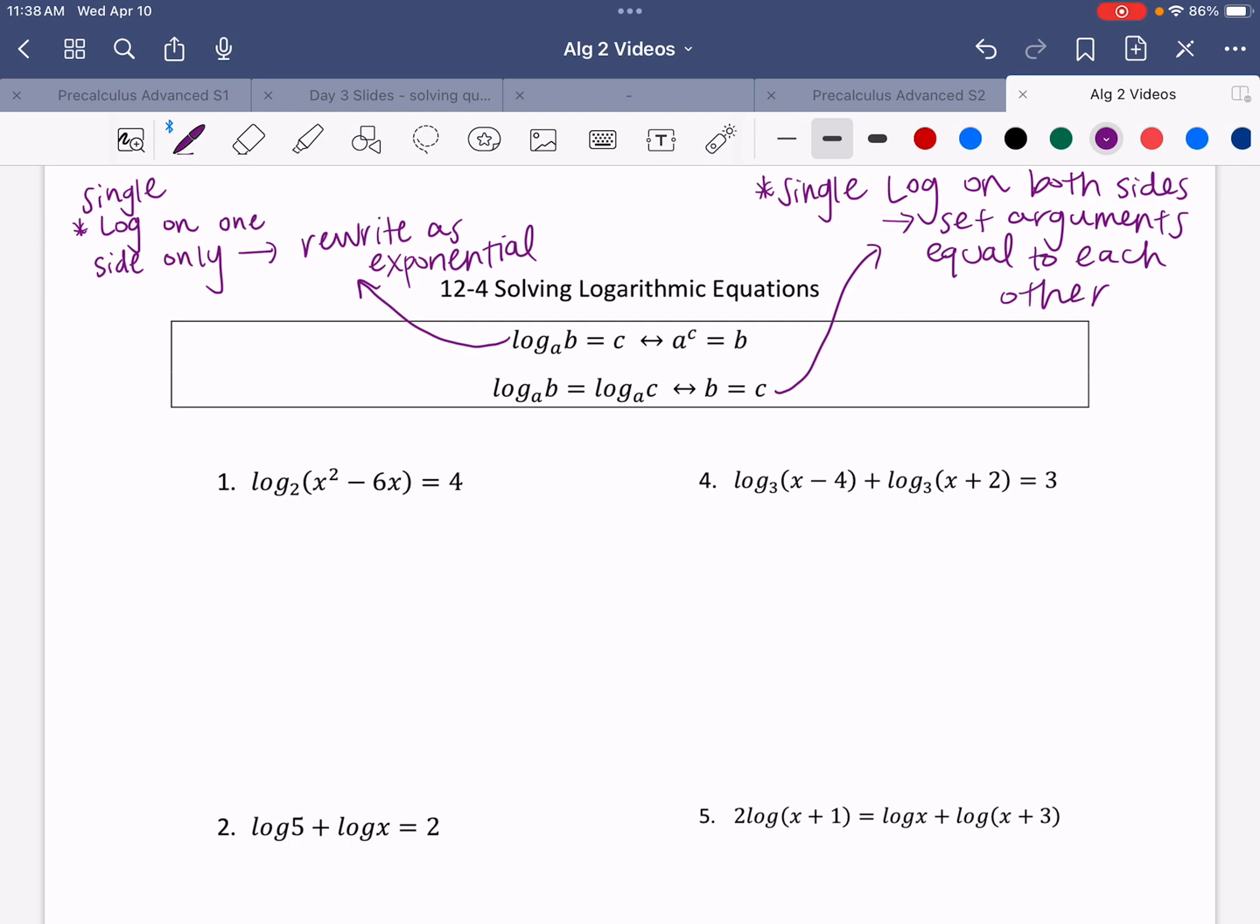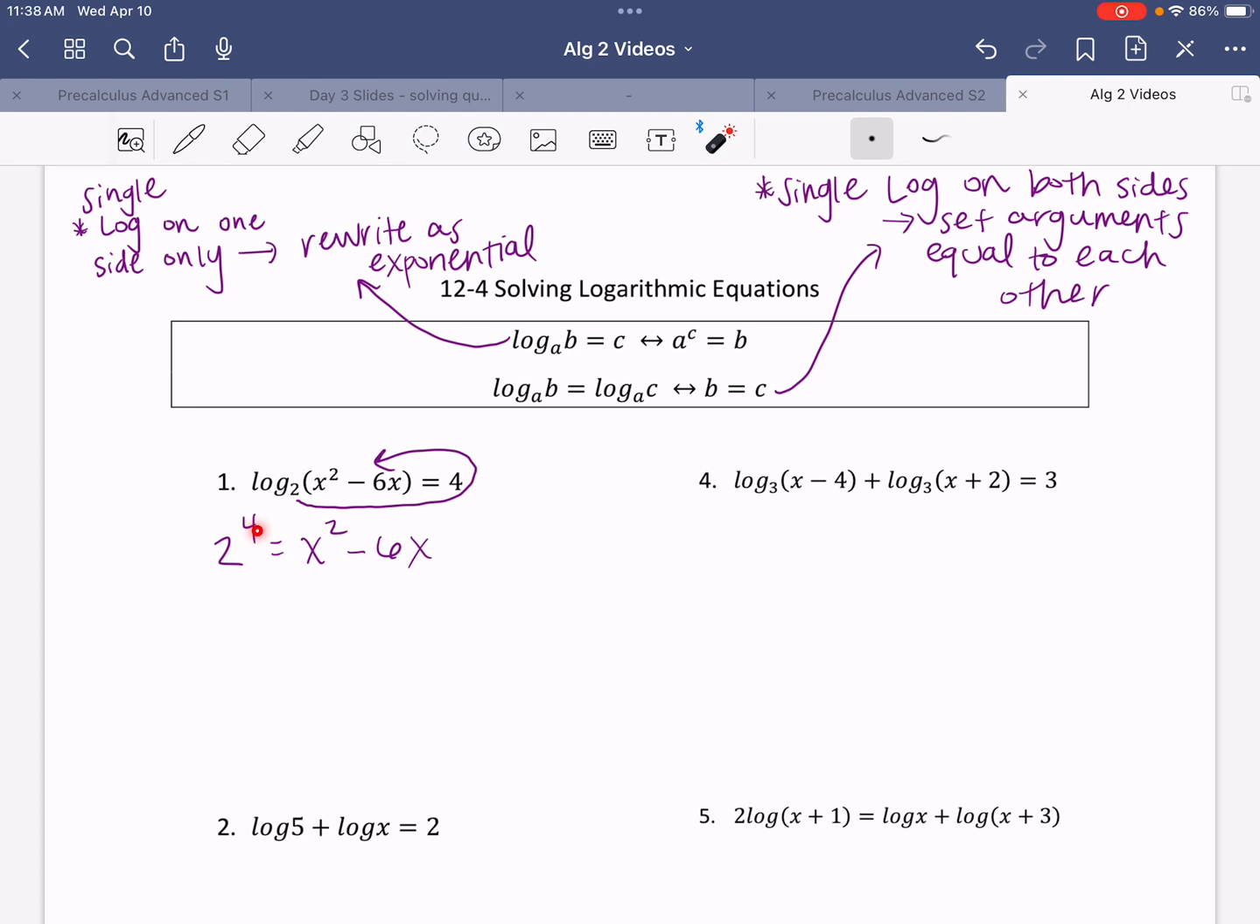Okay, so number one has the log base 2 of x squared minus 6x equals 4. There's a single log, only one, on one side only, so I can go ahead and move with this process, because I can't solve for x otherwise. Right now, the x is in the argument, so I can rewrite it as exponential. 2 to the 4th power equals x squared minus 6x.